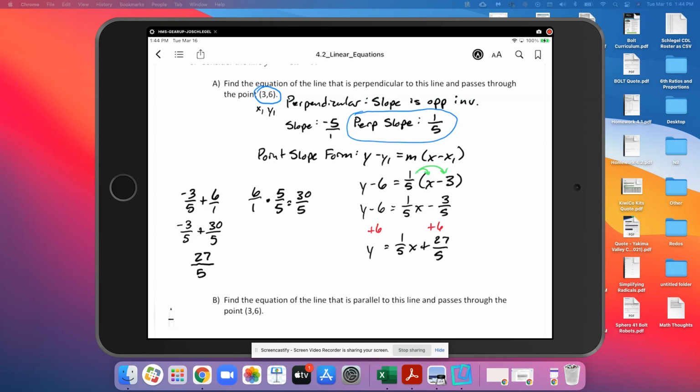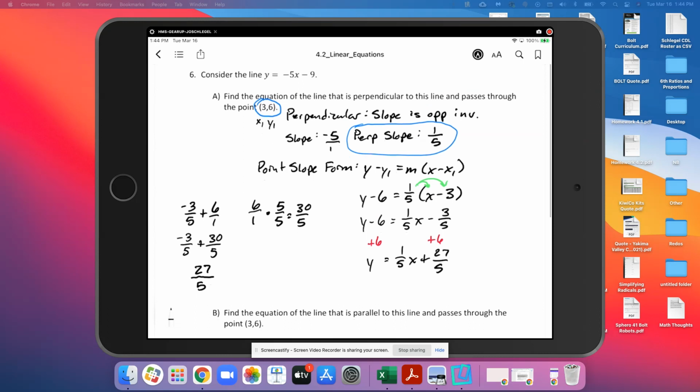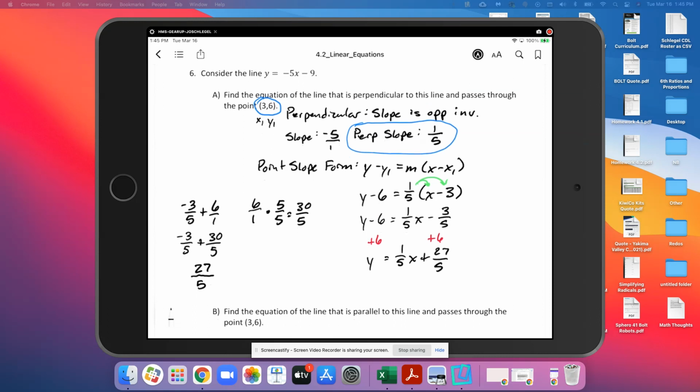And that's going to be the equation for that line that is perpendicular to the original line and passes through the point 3, 6. Okay, so let's just sketch it really quick just to have a quick idea and understanding of what's really going on here, folks.